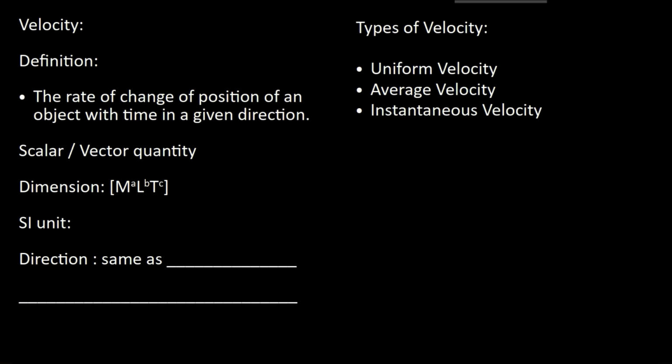Next, we are looking at the idea of velocity. So velocity, the cousin of speed, has one more dimension to it, that is direction. So it's a rate of change of position with respect to time in a given direction, thus making it a vector quantity. When it comes to dimension, it's the same as that of speed.